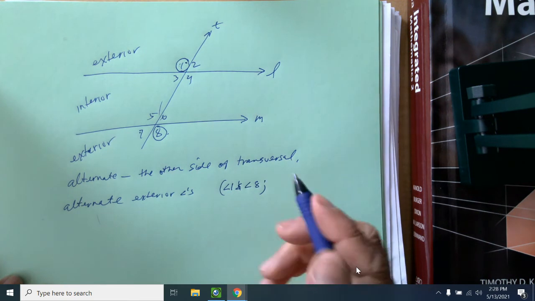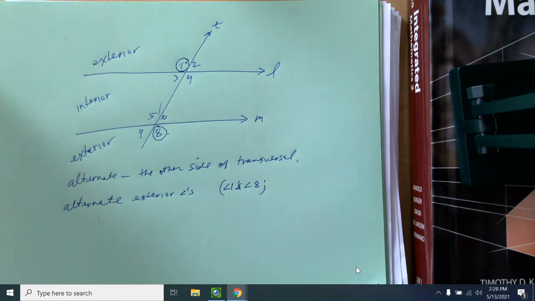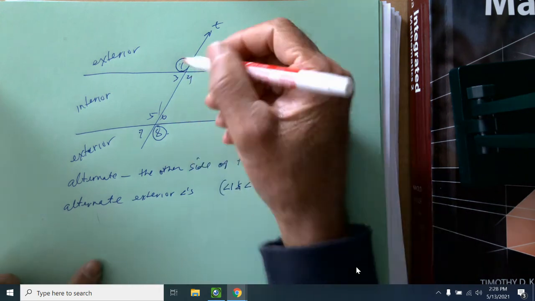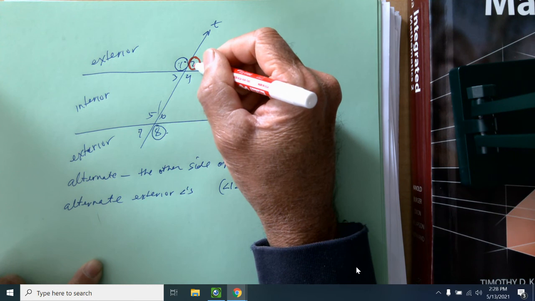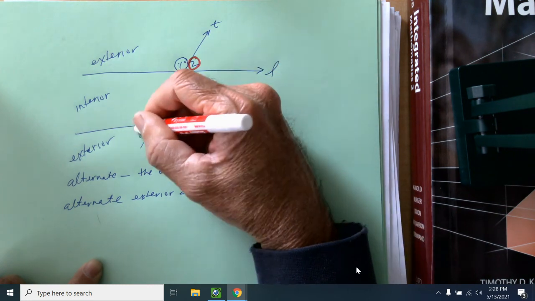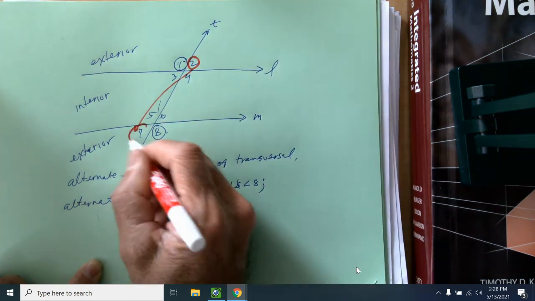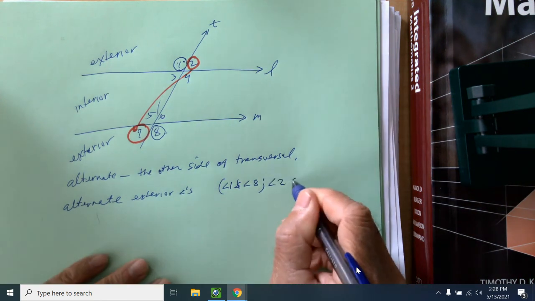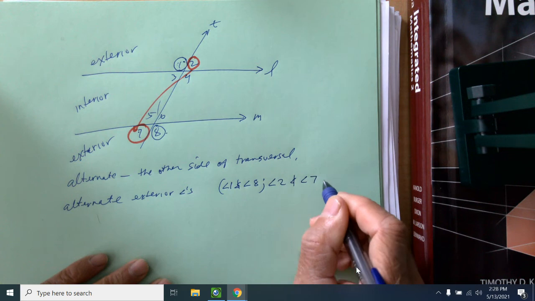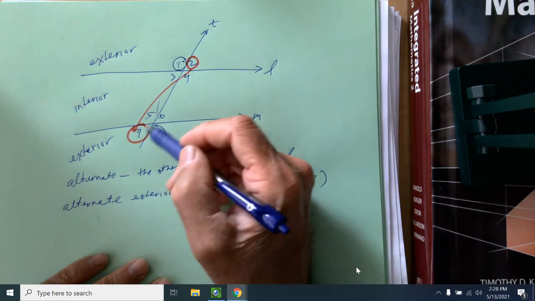Okay? Now they're not the only alternate exterior angles, because 2 is an exterior angle also. And if we start on this side, then we go to the other side here, and it'll be 7. So angle 2 and angle 7 are also alternate exterior angles.